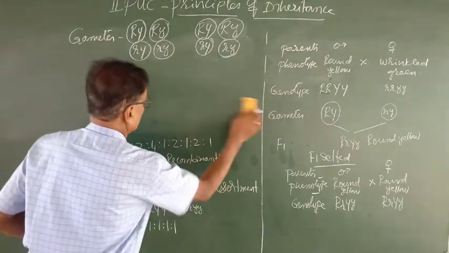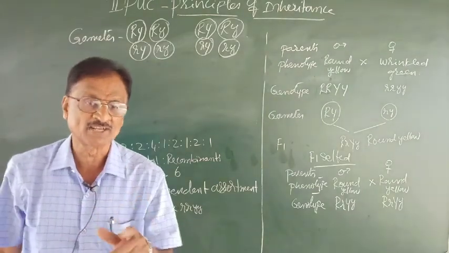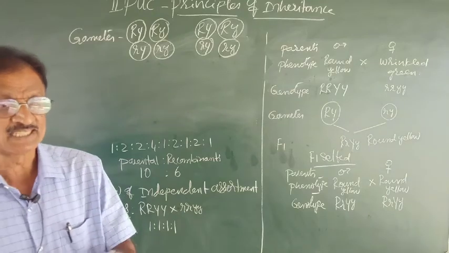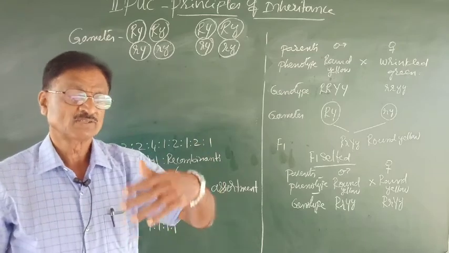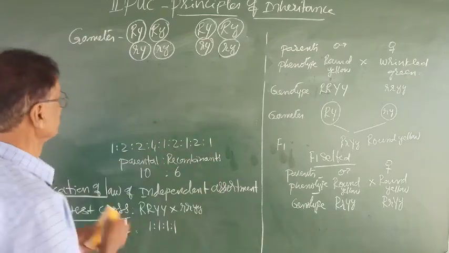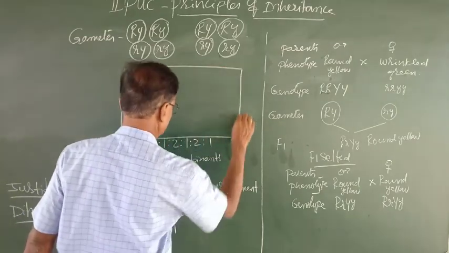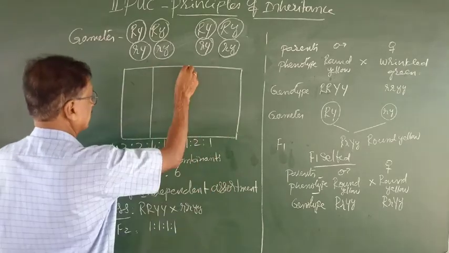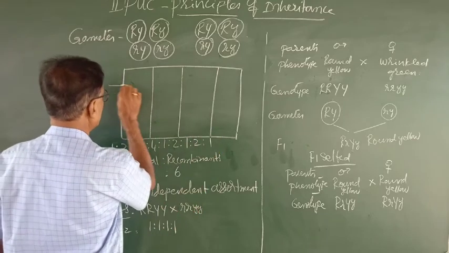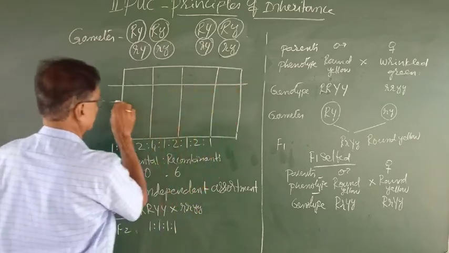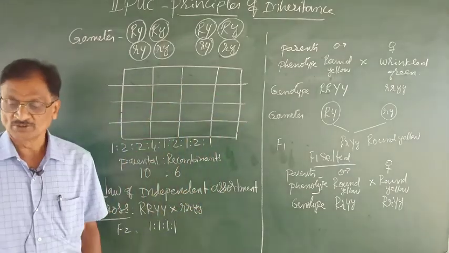Now we have to work out in a checkerboard or a Punnett square. He was the first man who used this technique to represent the F2 individuals, if their number is quite large. Now we can write like this. On one side, so like this, 4 compartments, and again vertically and horizontally. So 16 in total we have to write.